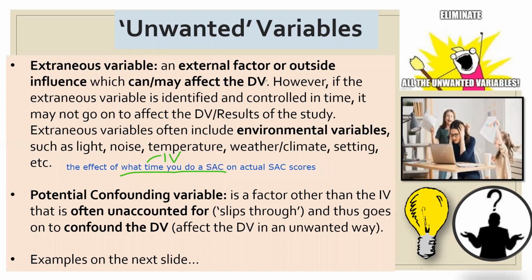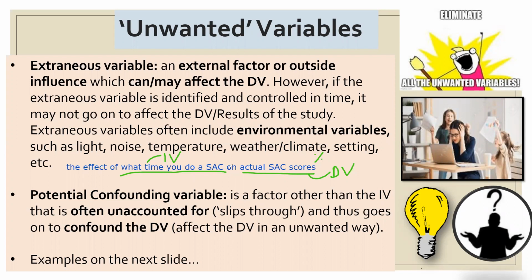And the DV would be the actual SAC result that you get. That might be the actual percentage score that you get. And that's something that is clearly going to be the DV because that's something that we can measure for change. Okay. What time we do the SAC is the IV because that's a thing that we can manipulate. That's a condition that we can change.